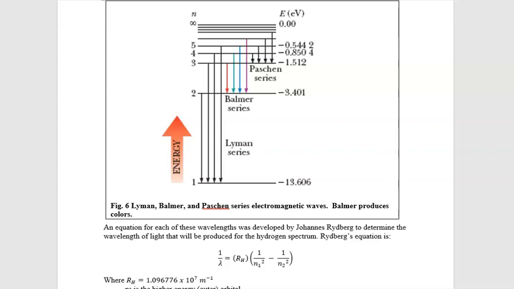So the Balmer series is more interesting, but there are 2 other series, the Lyman series and the Paschen series. The Lyman series is falling down to the 1st orbital, and the Paschen series is falling down to the 3rd orbital. But generally the Balmer is the one you talk about the most because it produces light that we can actually see. We can't really see those Paschen or Lyman series wavelengths. They don't stimulate our eye.